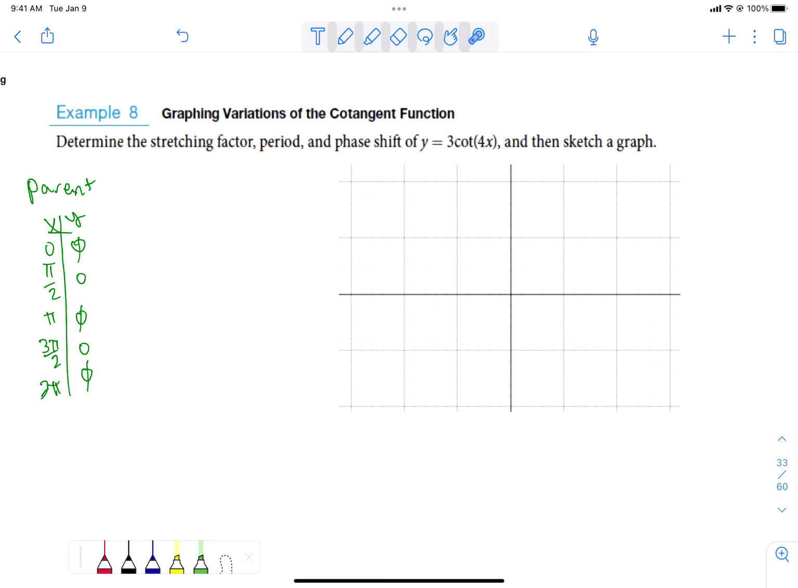Now, we have this 4x here. The 4x is going to change our x's. Anything in the parentheses touching the x's affects the x's. Anything on the outside affects the y's. So for our new function, the x's are going to go, where does 4x equal 0? Well, at 0. Where does 4x equal pi over 2? Well, we would divide off the 4, divide by 4, and that would be pi over 8. So just think about that 4 crossing over and multiplying by the 2. So that's pi over 8.